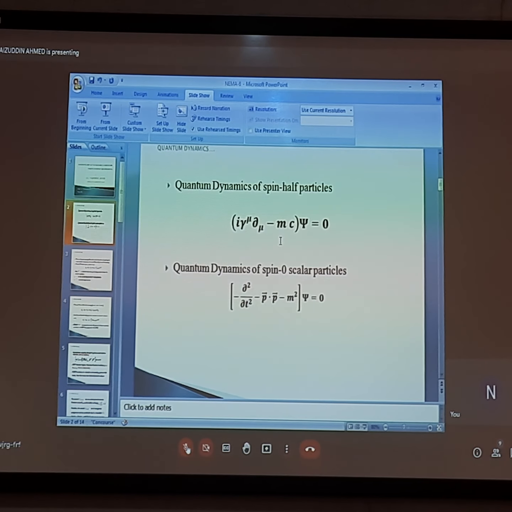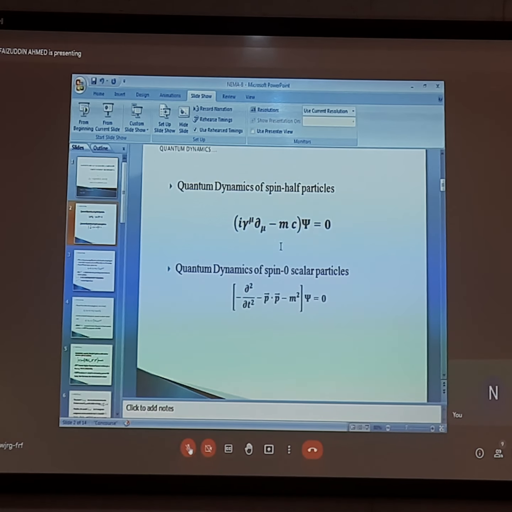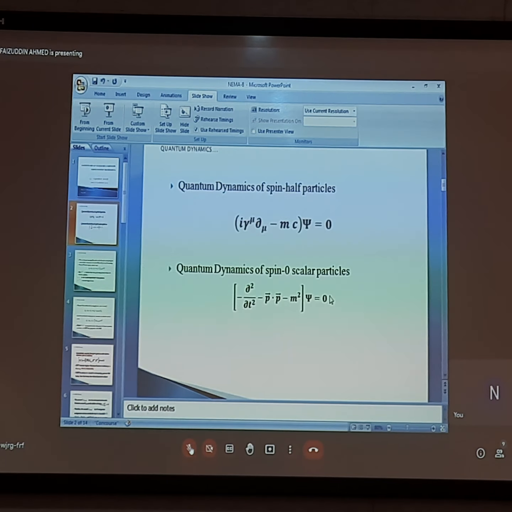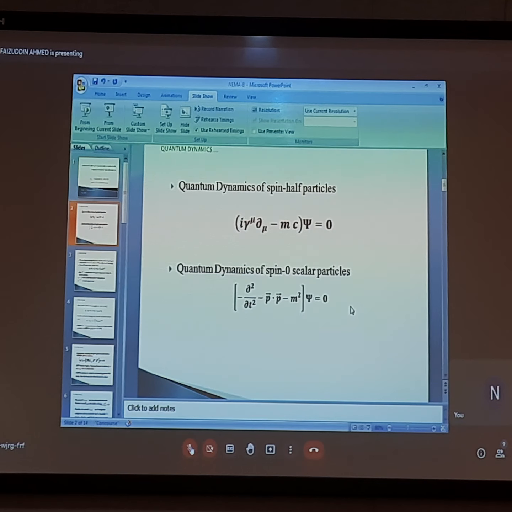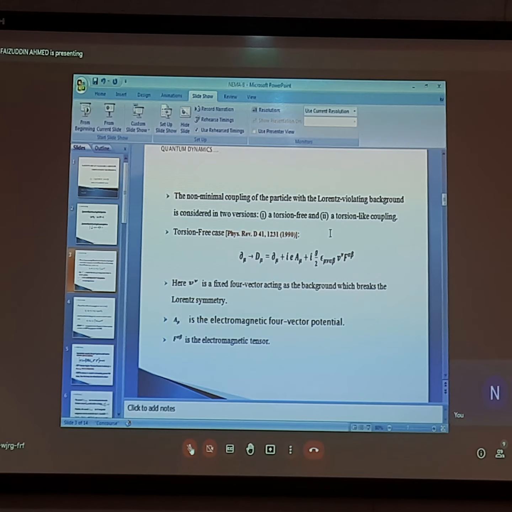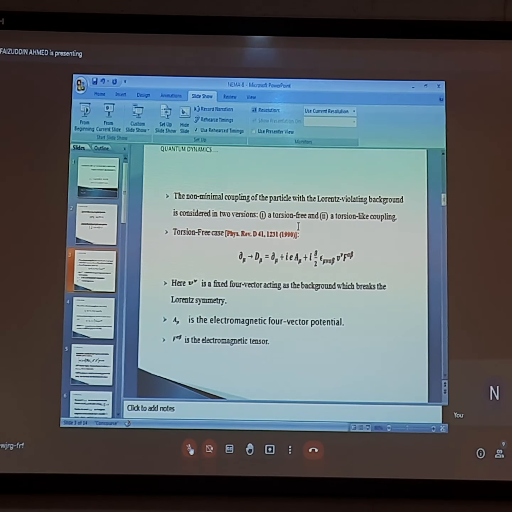We know this is the Dirac equation with gamma Dirac matrices. Second, the quantum dynamics of spin-zero particles is described by the famous Klein-Gordon equation, which we can express in this equation. These two equations we will use under different scenarios. We will introduce a nonlinear coupling of the particle with the Lorentz violating background, or Lorentz symmetry violation, in two ways: one is torsion free, and another is the torsion-like coupling.